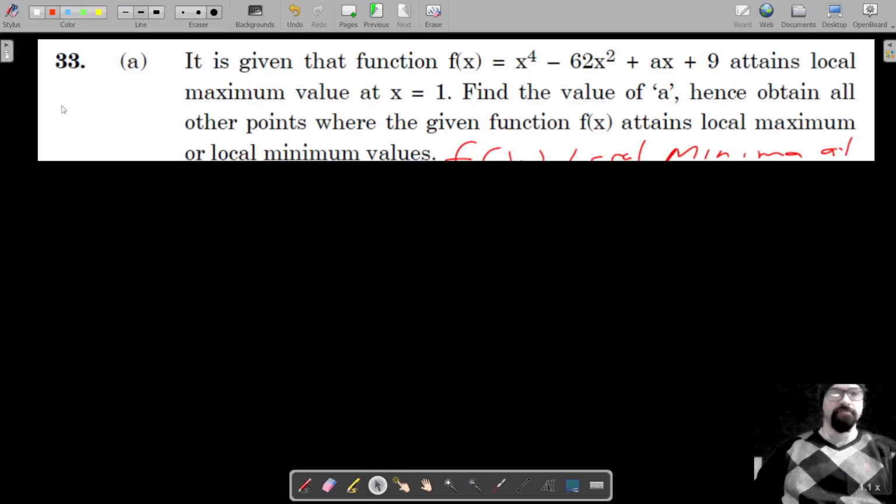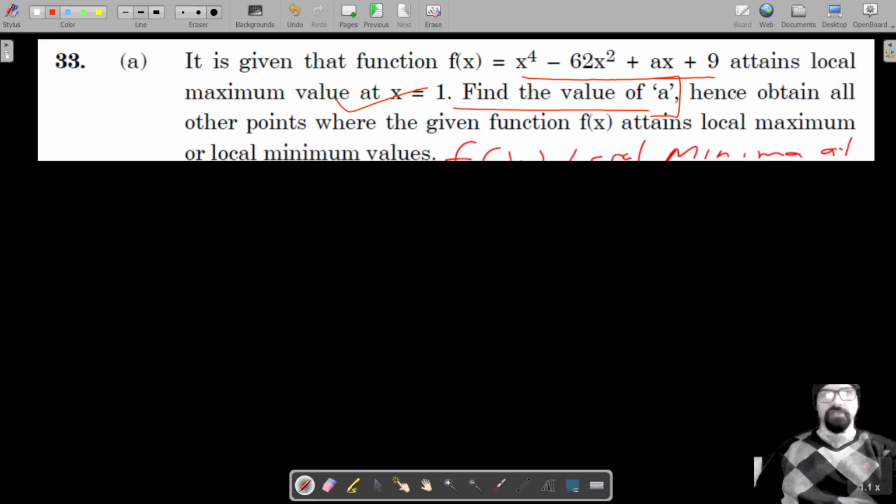Okay, for question number 33, part A, it is given that the function f of x is equal to x raised power 4 minus 62x squared plus ax plus 9. This attains local maximum value at x is equal to 1, and we have to find the value of a. So let's find out the value of a first.